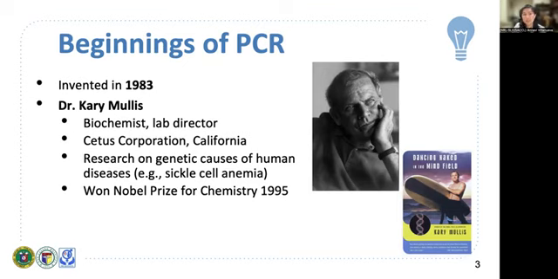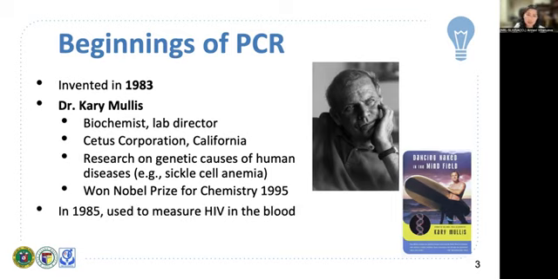And Dr. Mullis' team was interested in doing research on genetic causes of human diseases such as sickle cell anemia. It was only in 1995, more than 10 years after he invented PCR, that he was awarded a Nobel Prize for Chemistry. And just as trivia for those of us interested in HIV research and diagnostics, as early as 1985, PCR has already been used for HIV testing in the blood.